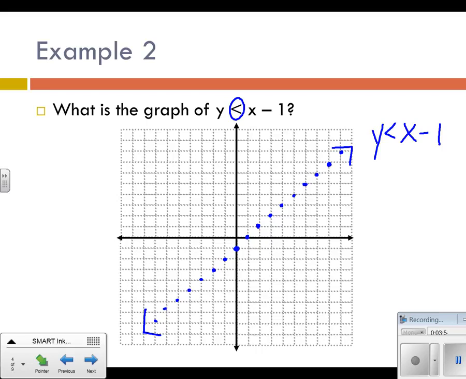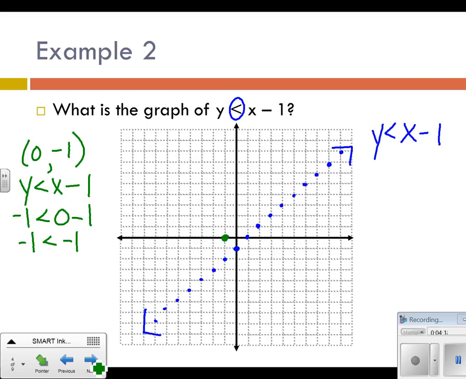I'm going to start with 0, negative 1, which is right here. I'm going to see if that makes our inequality true. Y is less than x minus 1, which is our inequality that we're graphing. The y, negative 1, is less than 0 minus 1. So I'm left with negative 1 is less than negative 1. And no, that's not true. So this point right here is not a solution. That means I'm not supposed to shade this side of the line because that point is not a solution.